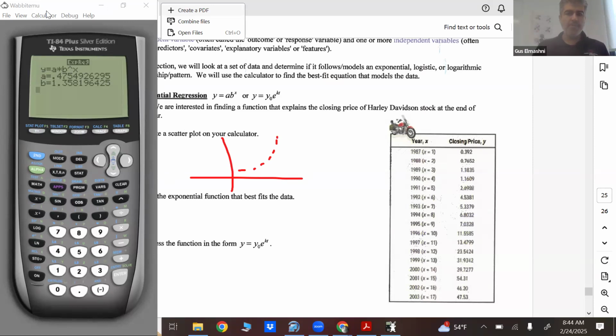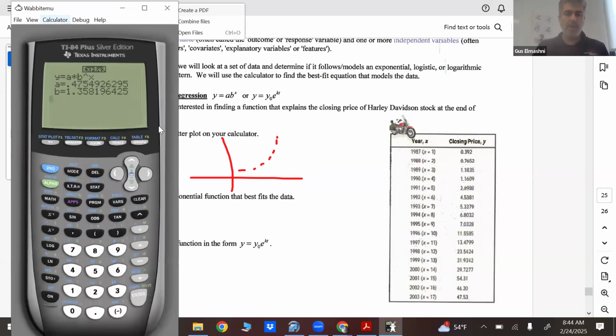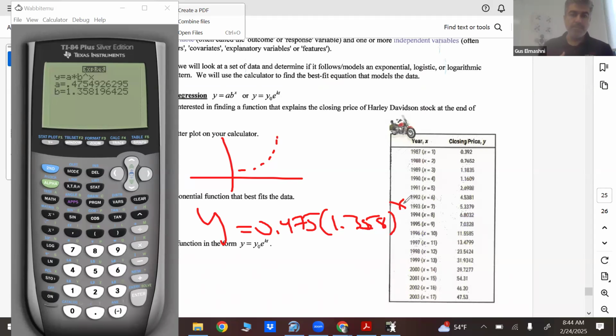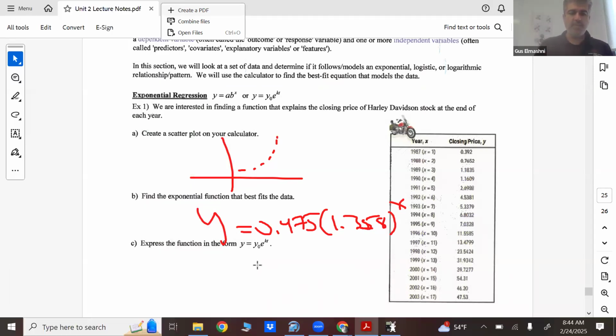My equation is y equals 0.475 parentheses 1.358. Usually 3 decimal places is smart. Excuse me. Okay. And then it says to actually fit it in terms of E.